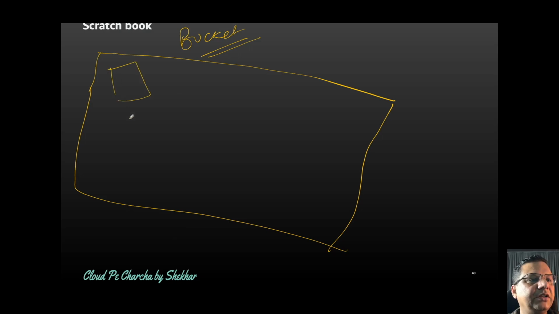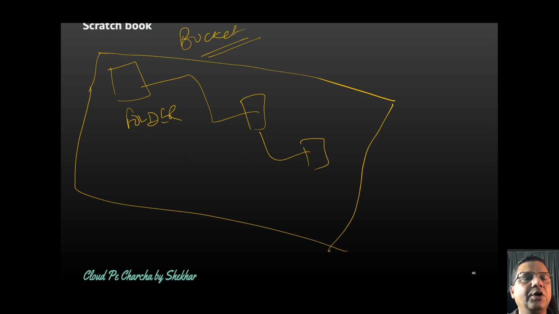Within this bucket, you are going to have the folder, and it will have multiple folders. You can have a tree-like structure. Now, how do you send the file? You can send the file and you manage the file in terms of date time, right?